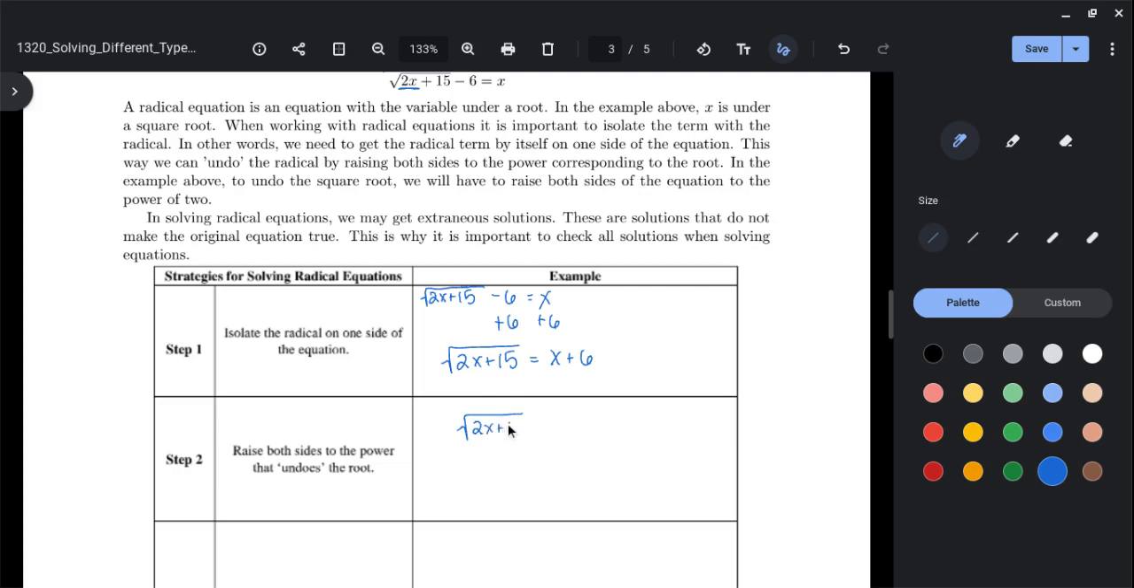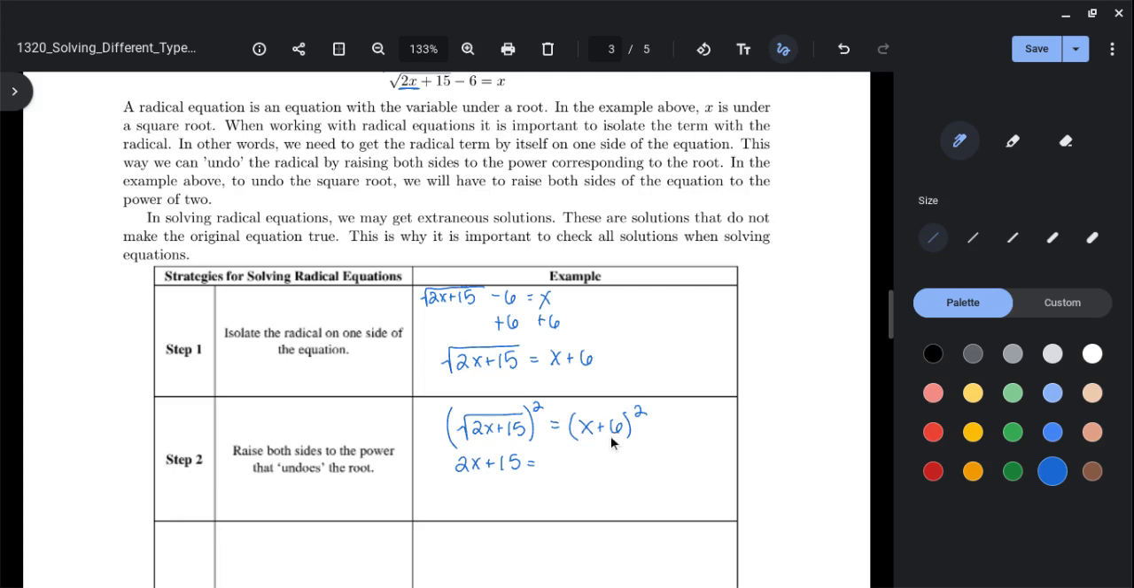We are going to get rid of this square root by raising it to a power. So to undo a square root, we are going to raise it to the second power. We're going to square both sides. So now we just get what's under our root, which is 2x plus 15. But on the right-hand side, it's a little more complicated.